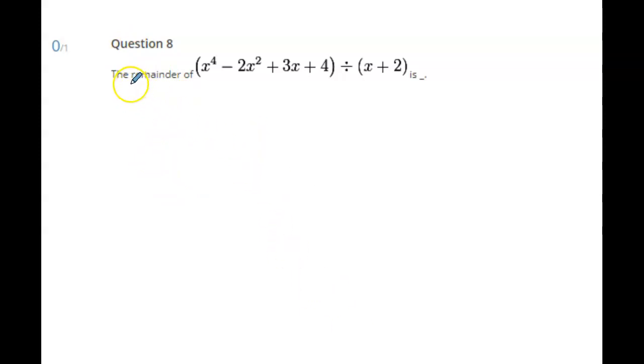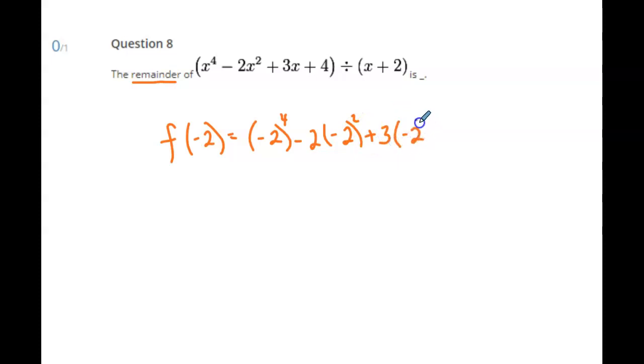Okay, looking at question number 8, which was marked wrong on the quiz. Okay, we're asked to find the remainder of x cubed minus 2x squared plus 3x plus 4 when the divisor is x plus 2. So if we use the remainder theorem, then we would be substituting a negative 2 in for each of these x's. So we'd have negative 2 raised to the 4th minus 2 times negative 2 squared, then plus 3 times negative 2 and plus 4.